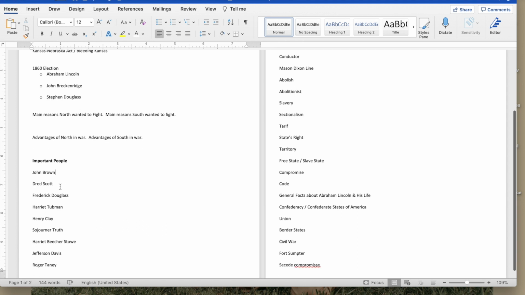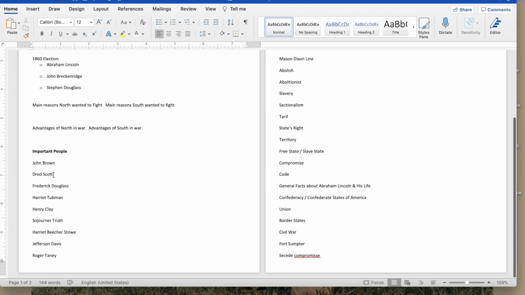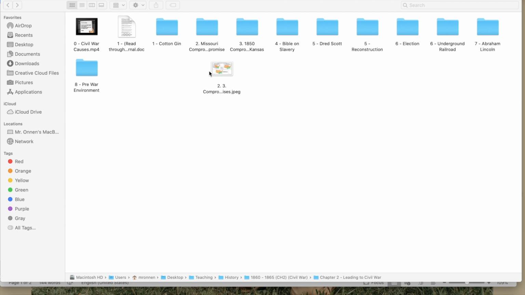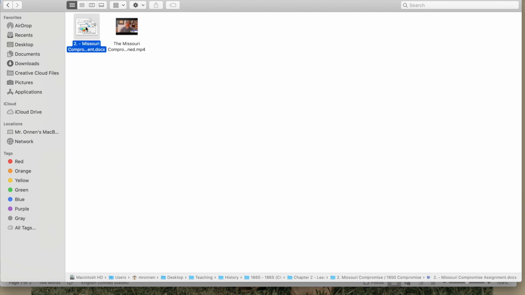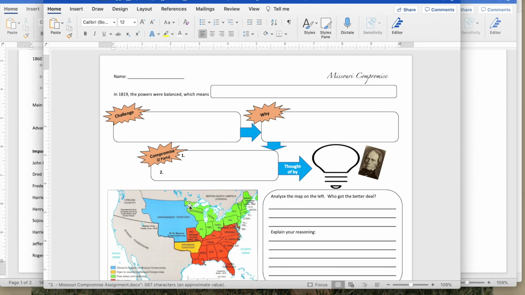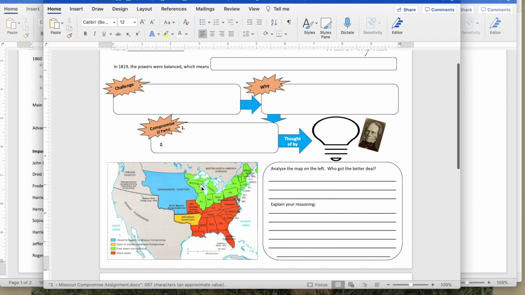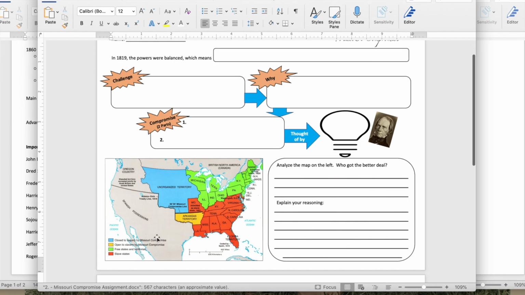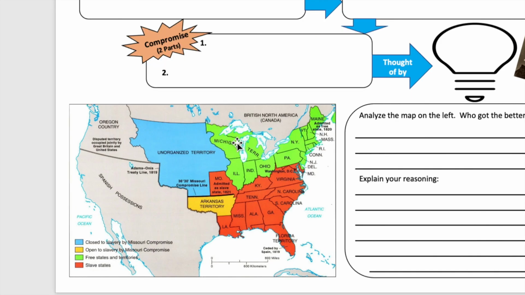Talk about John Brown. Dred Scott had an owner. He was a slave. He had an owner who traveled around a lot. He went up into the North, and the North was free. Right? So if we looked at a map, he moved up north into the free territories, and he lived there for a while. And so Dred Scott said, hey, while I was up there, I was free. So he moved back down south to Missouri, and his owner died, and he sued for his freedom.